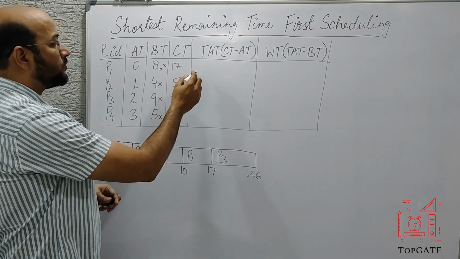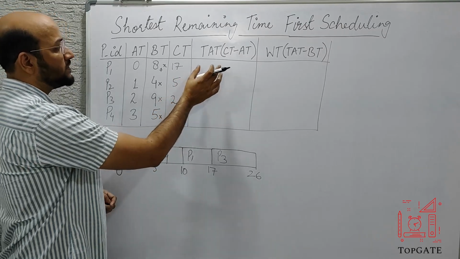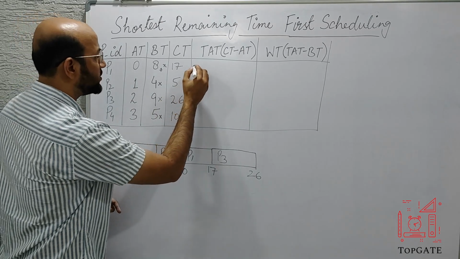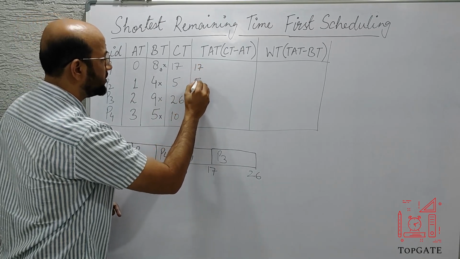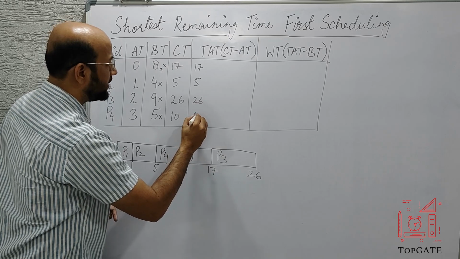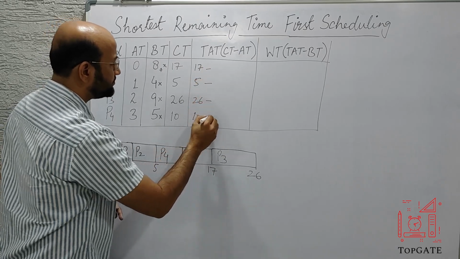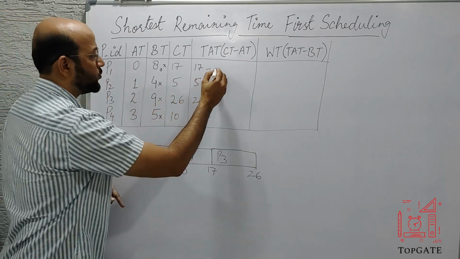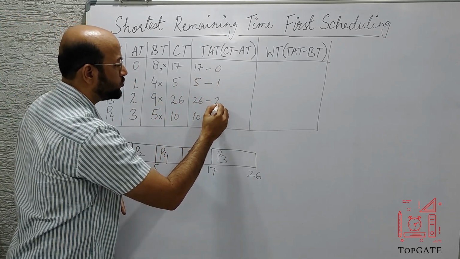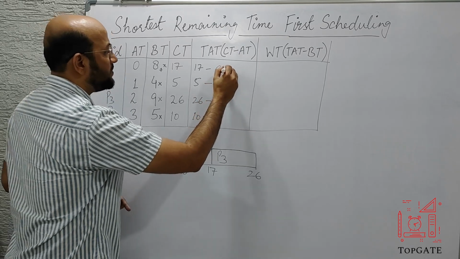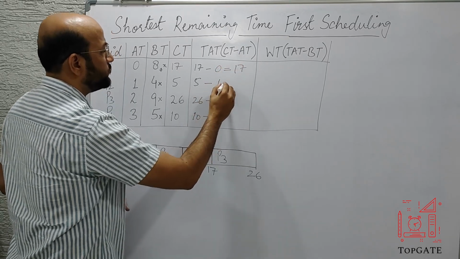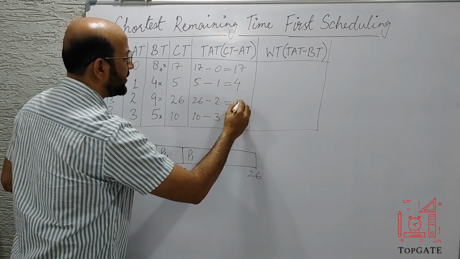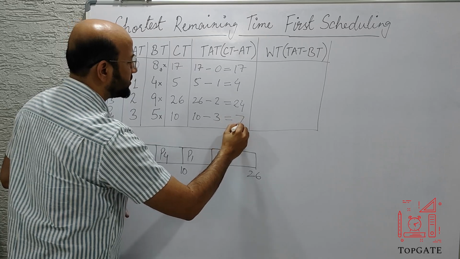So now we have to calculate turnaround time. Turnaround time is completion time minus arrival time. So first I will write all the completion times. Clear? And then I'll put minus signs. And now the arrival times. Arrival times are 0, 1, 2, 3. So I'll put 0, 1, 2, 3. So 17 minus 0 is 17. 5 minus 1 is 4. 26 minus 2 is 24. And 10 minus 3 is 7.